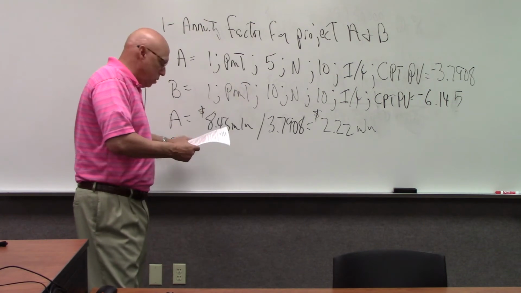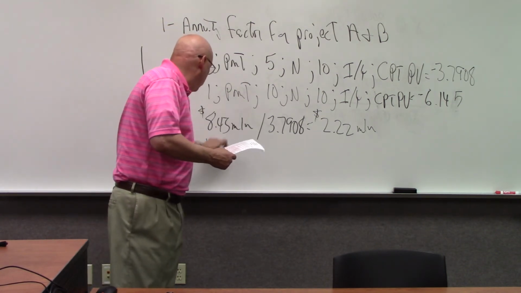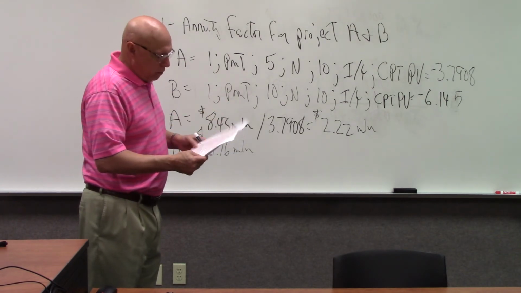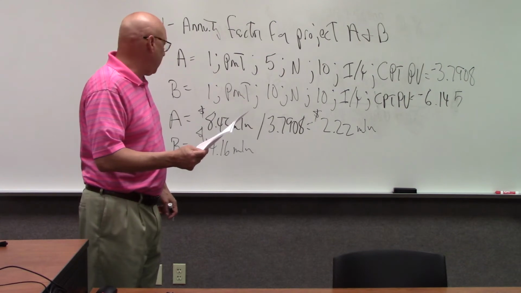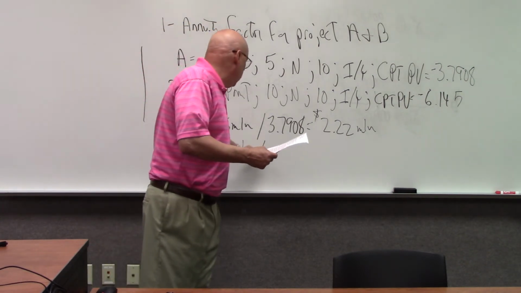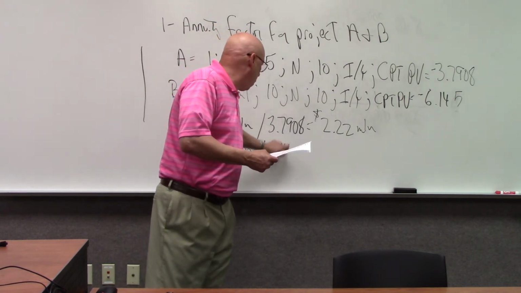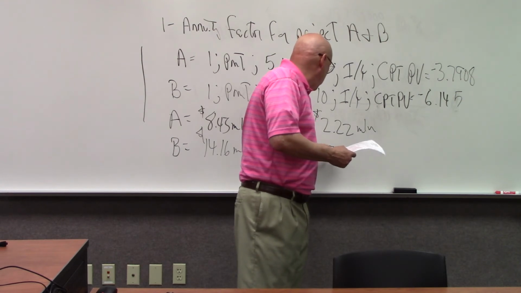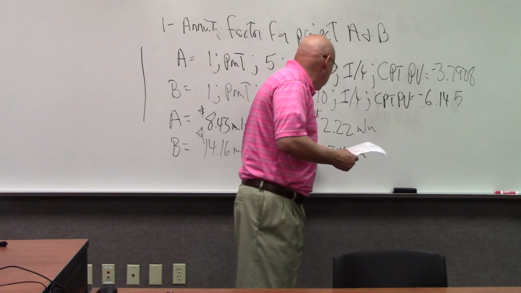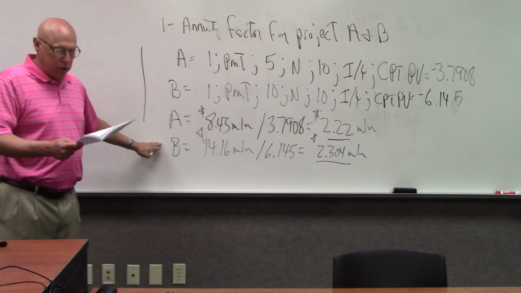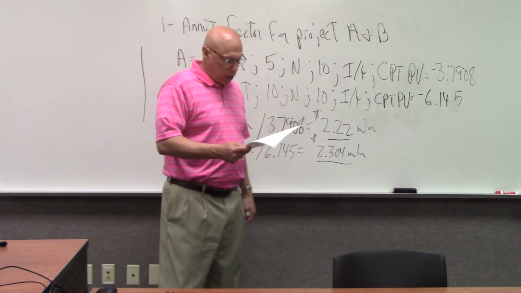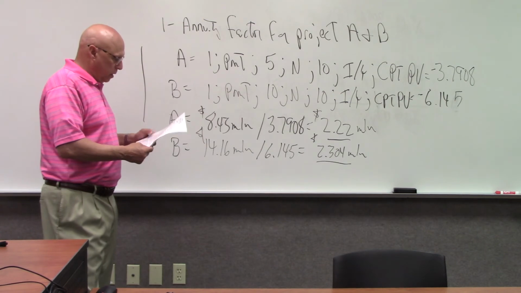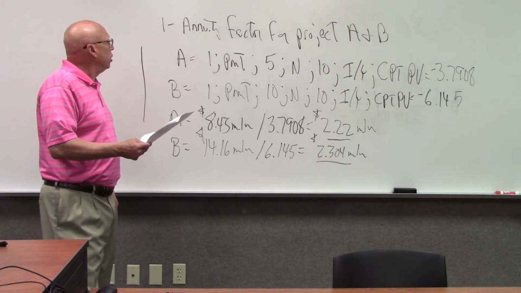For project B, you take the net present value of 14.16 million. Okay? So I told you project A had a net present value of 8.43 million and project B had a net present value of 14.16 million. And you divide that by 6.145. And you get 2.304 million. Based on this, project B creates more value per year than project A. So you would choose project B. So this is one way to handle a situation where you have two projects that have different useful lives.